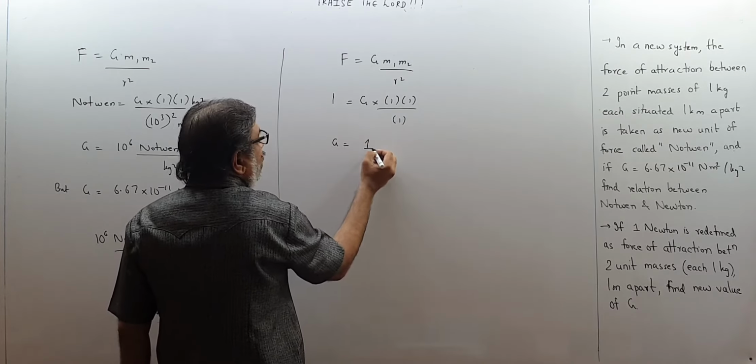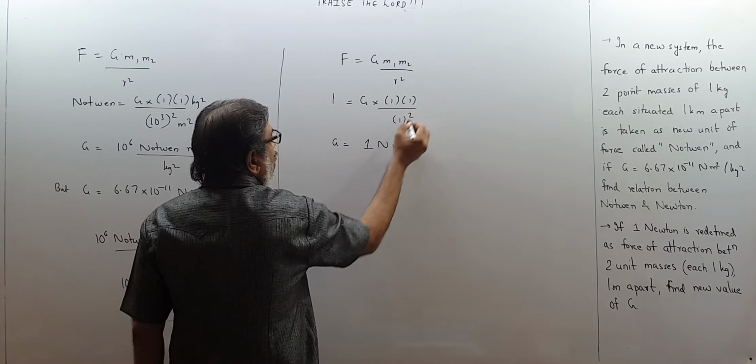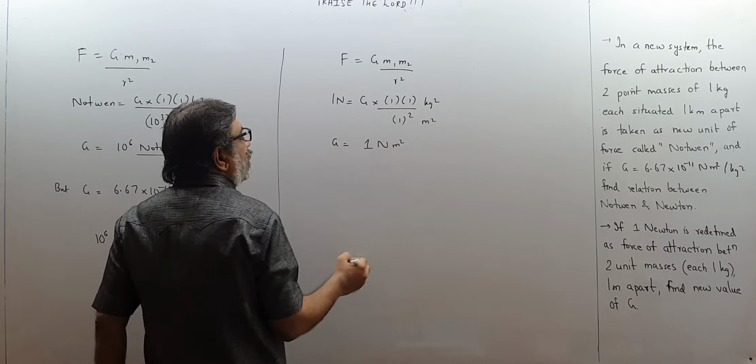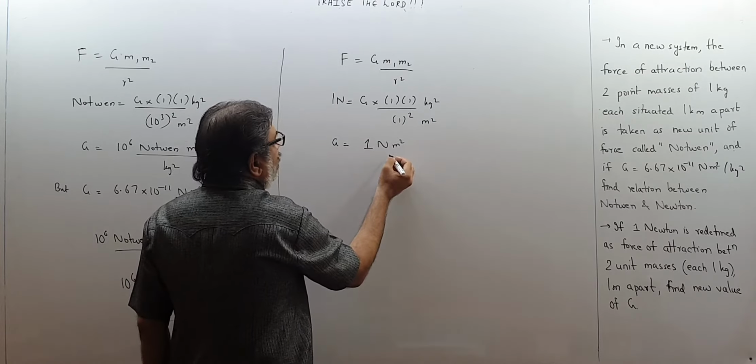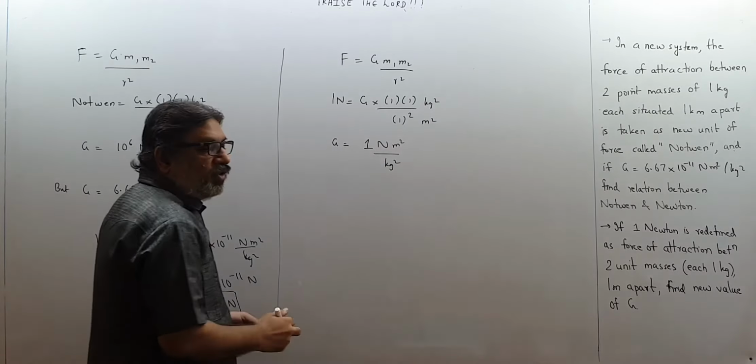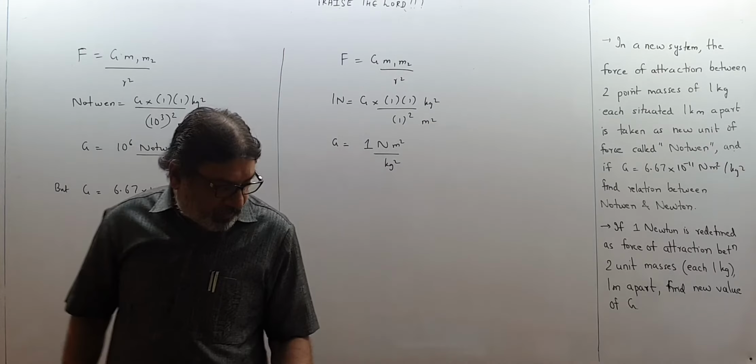Only 1. This is in Newton, this is meter square, r square means, and this is kg square. Right over here, kg square meter square 1 Newton. So G will become 1 Newton meter square upon kg square. This will be the new value of G. Only 1 instead of 6.67 into 10 raised to minus 11. Please pause and copy, children.